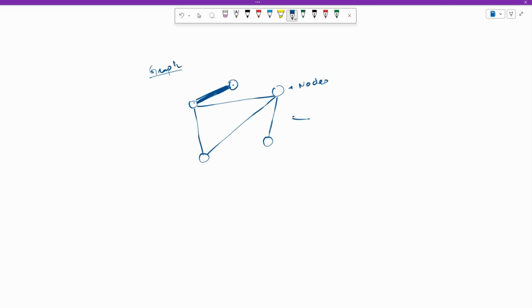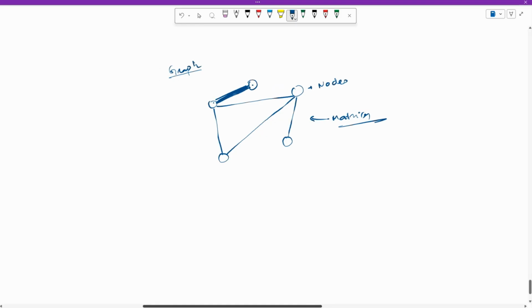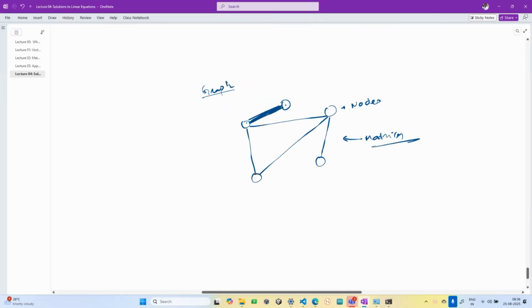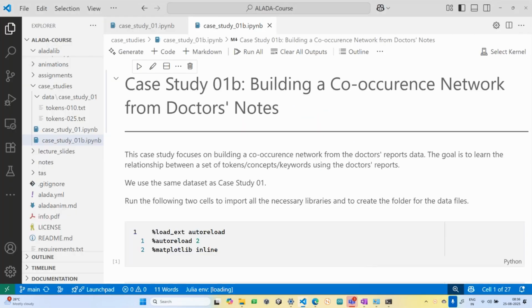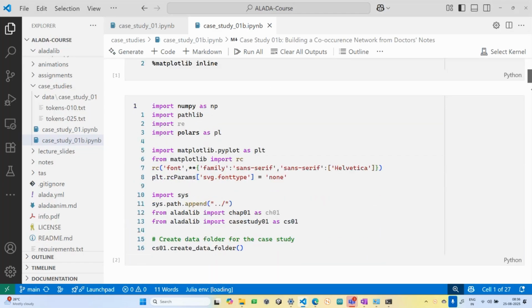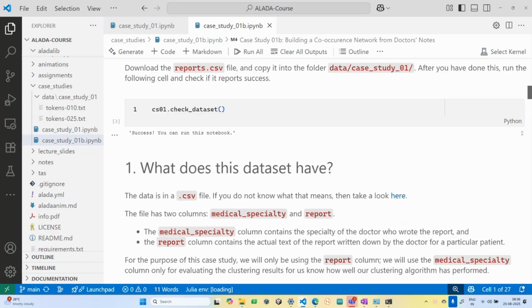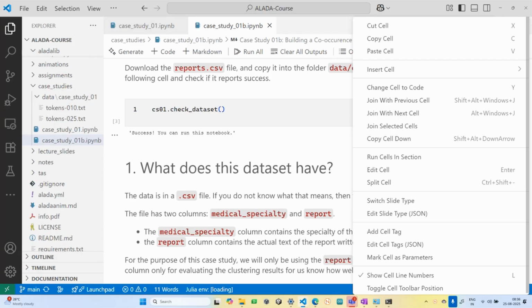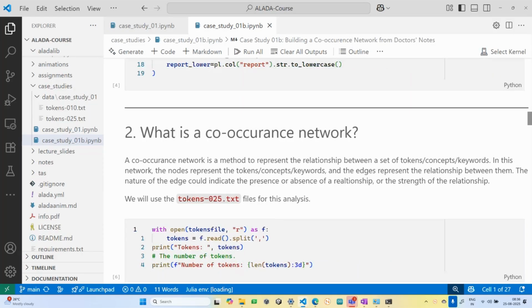So it turns out that you can represent this relationship through matrices. That's one of the applications of matrices. Matrices are heavily used in graph theory to essentially capture relationships between things. You can run this. We're going to be using the same data set. So the initial steps are all exactly the same.